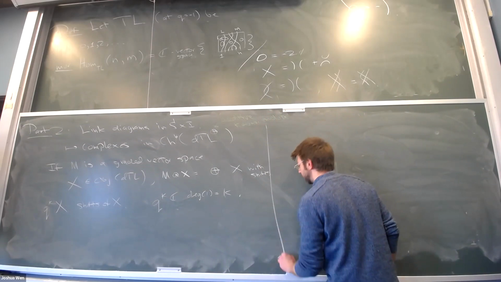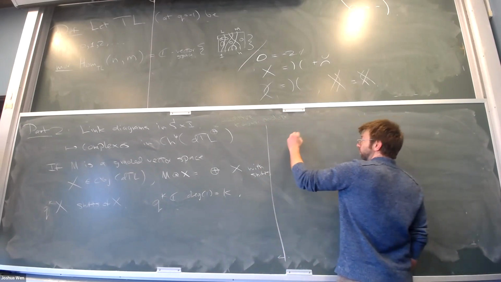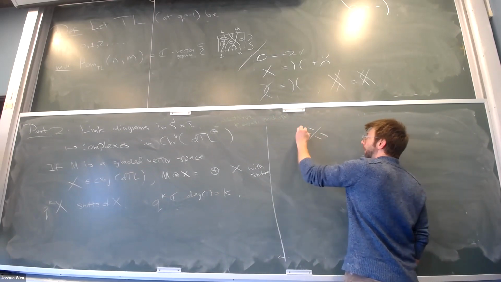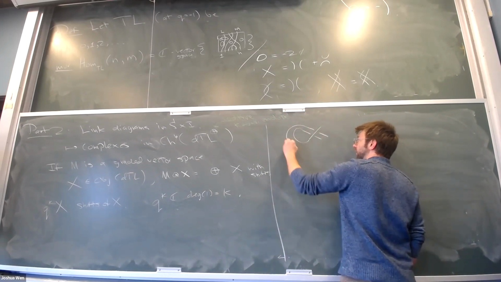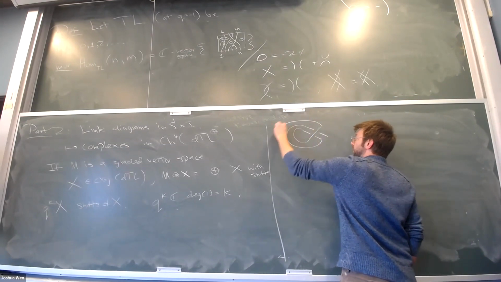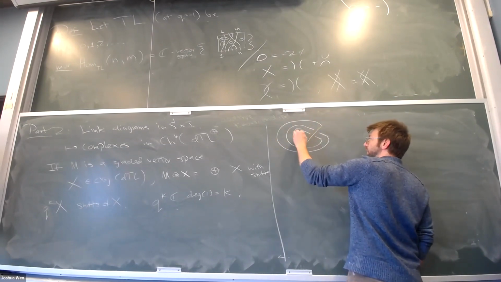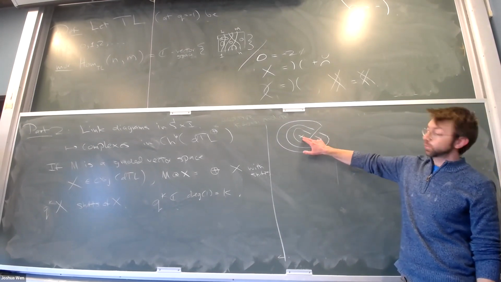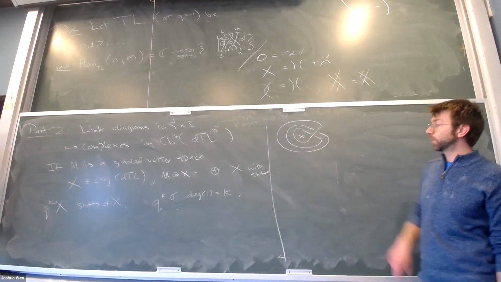So here's the procedure. We're going to start with a link diagram. This is going to be our running example. It's a basic link diagram, drawn in an annulus. I'll regard the annulus as being the punctured plane, and the little X here denotes my puncture.